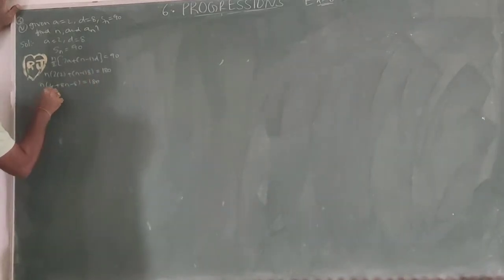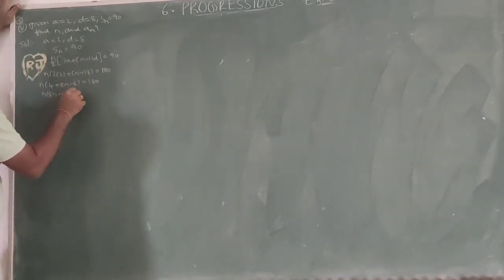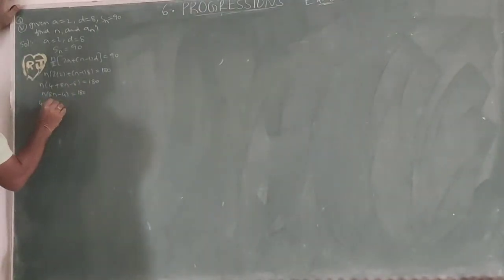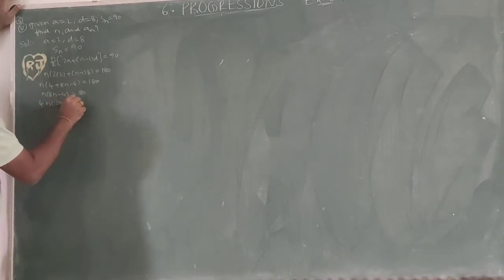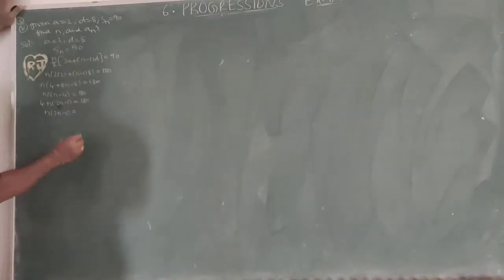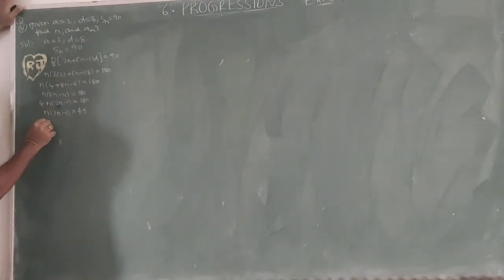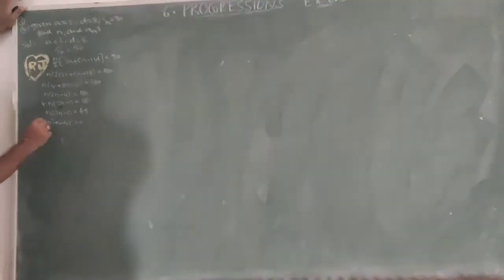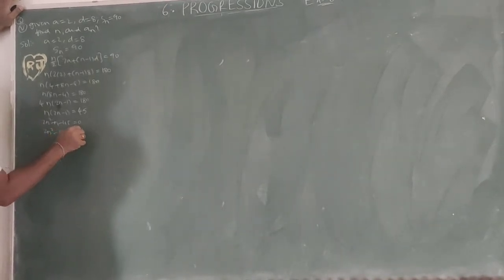n of (8n plus 4 minus 8), that is 8n minus 4, equal to 180. Taking 4 common, n of (2n minus 1) equal to 180. Bringing 4 outside, n of (2n minus 1) equal to 180 by 4, which is 45. So 2n square minus n minus 45 equal to 0. 2 into 45 is 90, so 2n square minus 10n plus 9n minus 45 equal to 0.